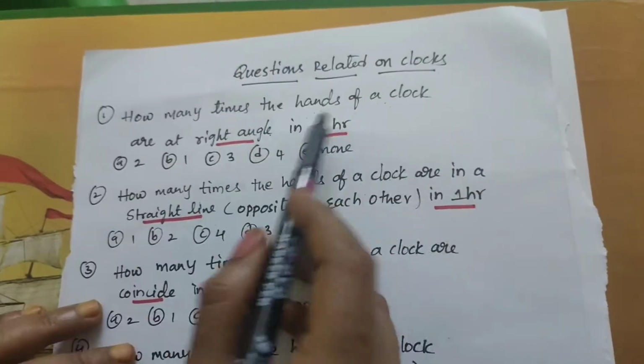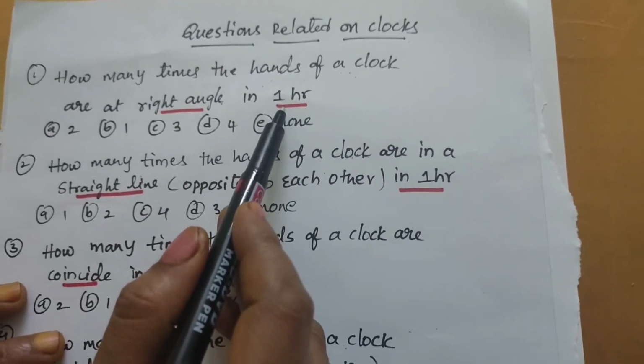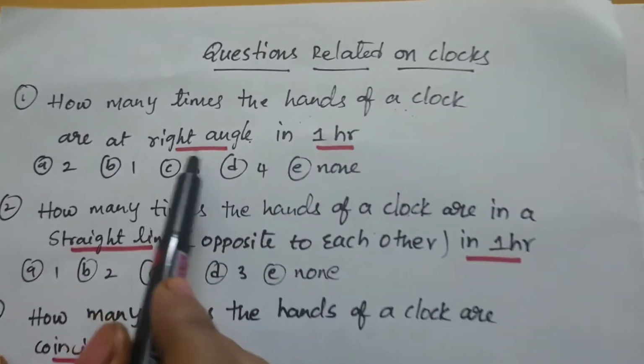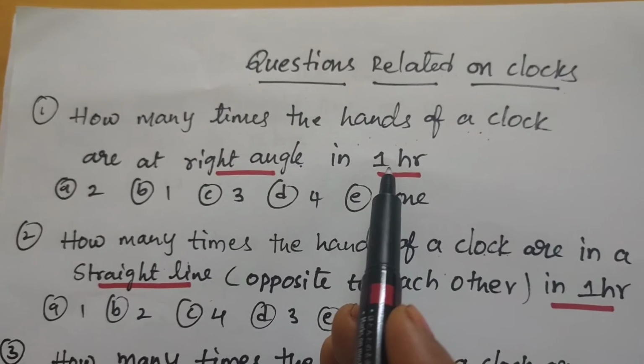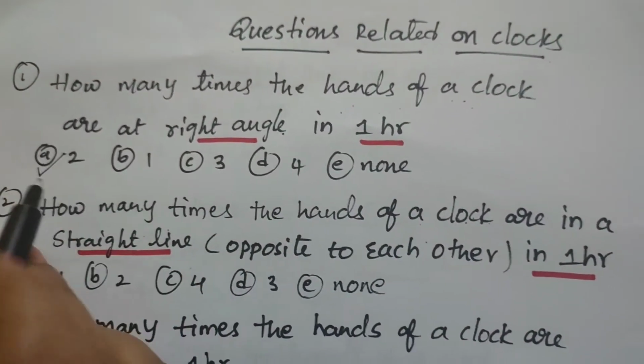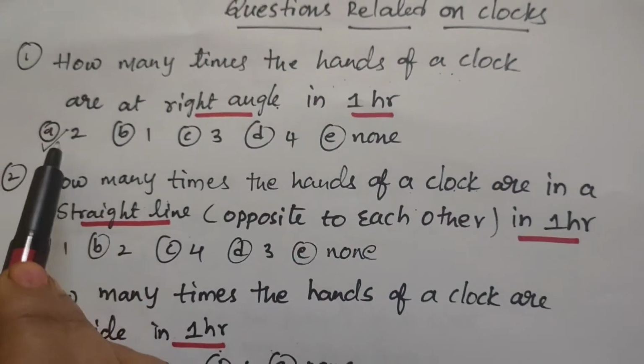How many times the hands of a clock are at right angle in 1 hour? As we have seen here, the hands make a right angle 2 times in every 1 hour. So here the answer is 2.